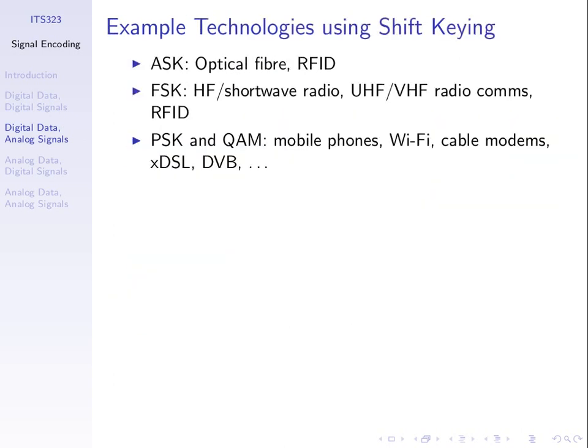DPSK we will not cover. Just quickly, again, some more examples. Mobile phones, Wi-Fi, cable modems use PSK, phase shift keying, and quadrature amplitude modulation. Some wireless systems, radio systems, use frequency shift keying, optical fibre, RFID, talking between very small sensors, may use amplitude shift keying, just some examples. So each are used in practice. When we want to send our digital data, but as an analog signal, we use a shift keying technique.